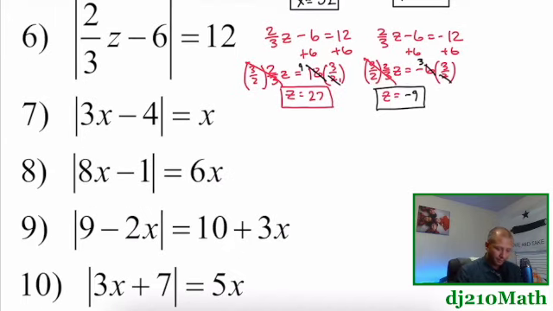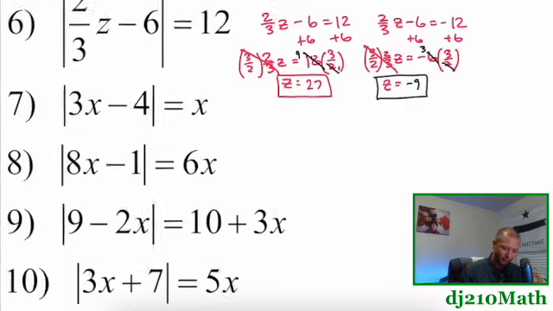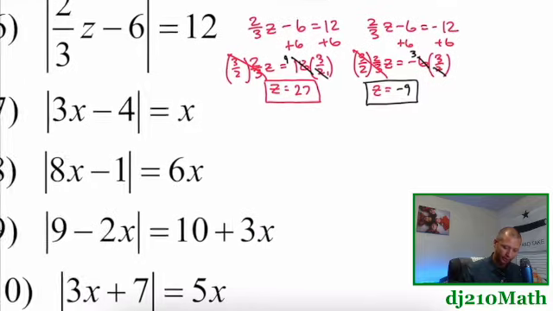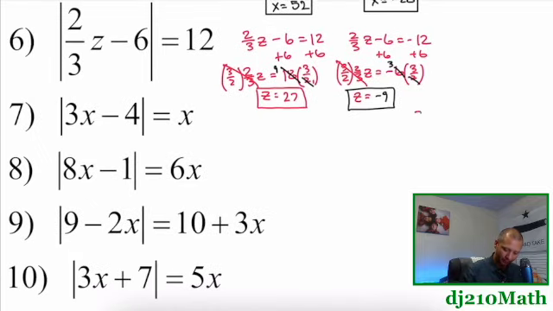Okay, number 7. So here, things get a little weird, right? Because it's equal to x. 3x minus 4 absolute value is equal to x. Don't get confused. Stick to the script, right? Stick to what we've been doing and don't change anything. So this is going to be 3x minus 4 equals x. And 3x minus 4 is equal to negative x.